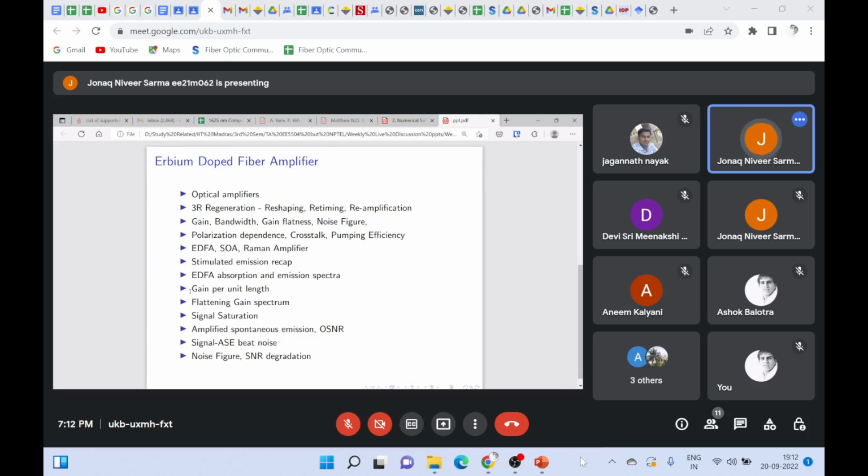The gain per unit length repeated some concepts from lasers. Then we looked at the gain spectrum, the absorption and emission spectra, and how they look, which are not flat. That was shown. And then how the gain spectrum was flattened, using some additional filters to flatten the gain. That was shown.